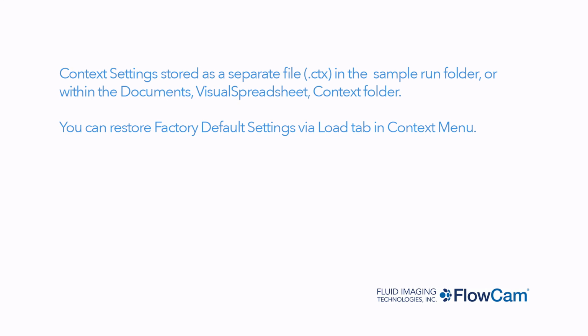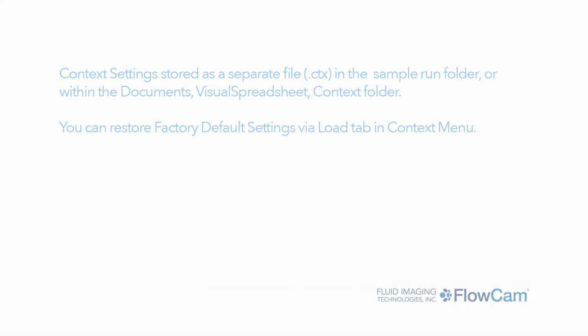Context settings are stored in a separate file with the CTX file extension within the folder containing all the files for a sample run, or as a file that can be stored within the Documents, Visual Spreadsheet Context folder. You can always restore your factory default context settings from the Load tab within your context menu.